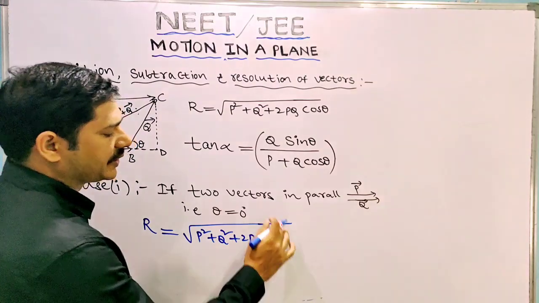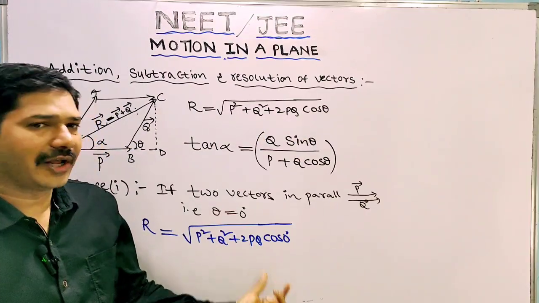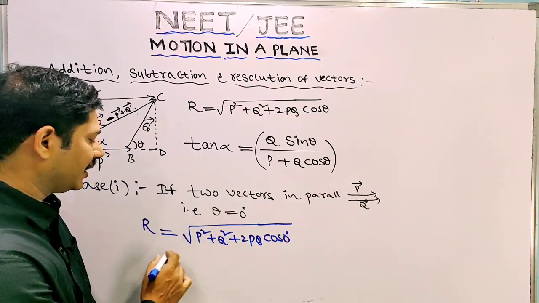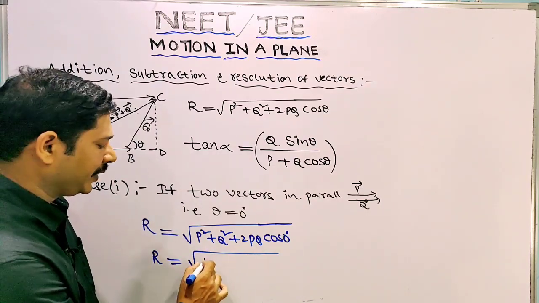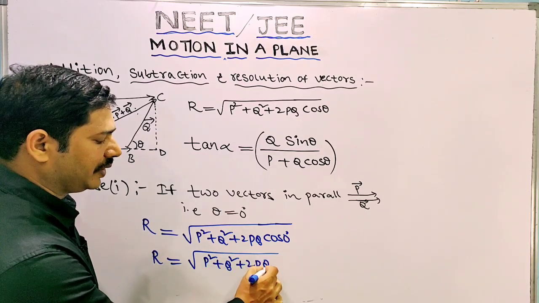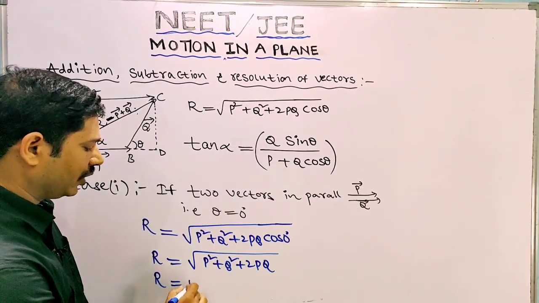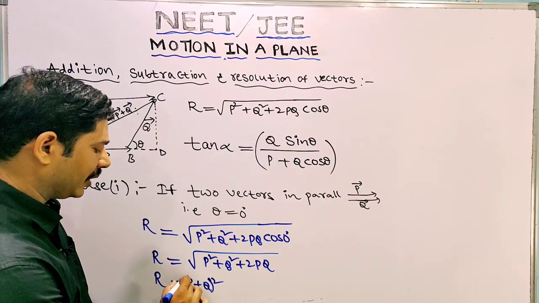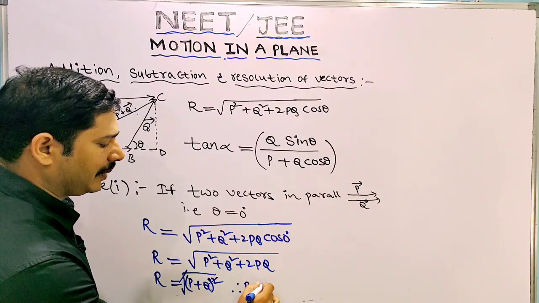Cos 0 degrees. So I substituted this 0 degrees in the formula. We know that cos 0 value is 1. So 1 into 2PQ is 2PQ only. P square plus Q square plus 2PQ. This cos 0 value is 1. So resultant R equal to under root P plus Q whole square. The square root cancels. Therefore, the resultant formula is P plus Q.